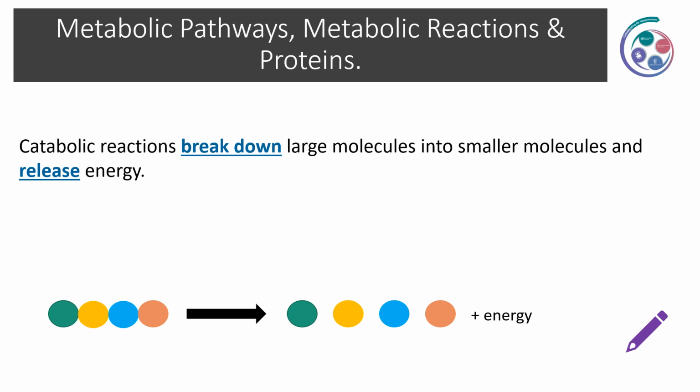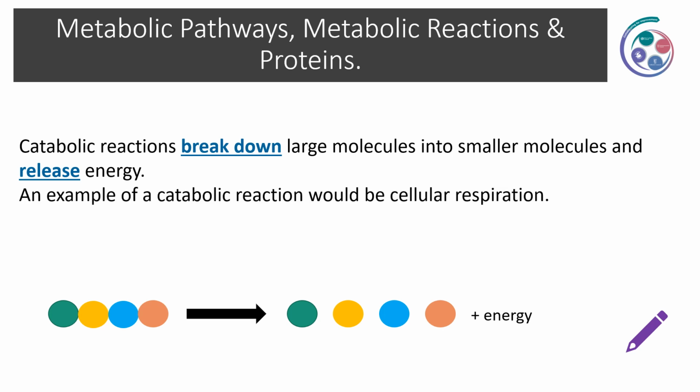Catabolic reactions then. Catabolic reactions break down large molecules into smaller molecules, and in doing so, they release energy. So if you have a look at the diagram at the bottom of the page, this is a catabolic reaction. You can see there is a large molecule getting broken down into smaller molecules, and energy is being released. An example of a catabolic reaction would be cellular respiration.